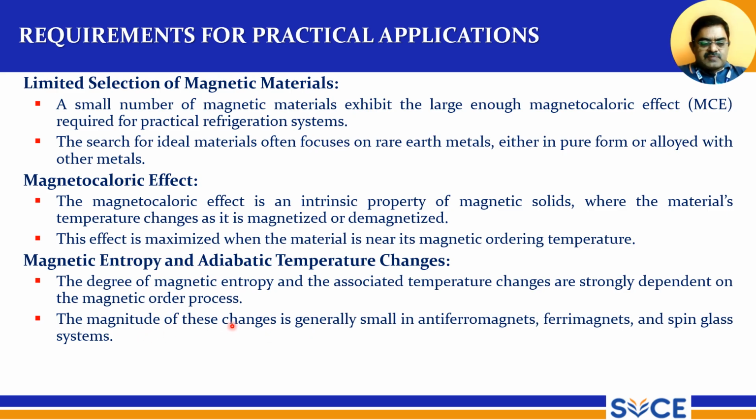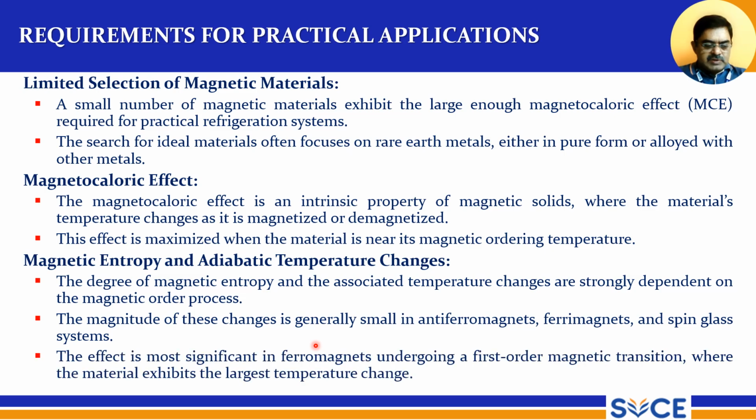The magnitude of these changes is generally small in antiferromagnets, ferrimagnets and spin glass systems. The effect is most significant in ferromagnets undergoing a first order magnetic transition, where the material exhibits the largest temperature change.